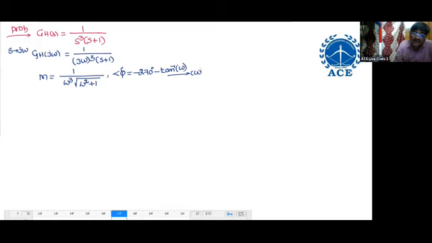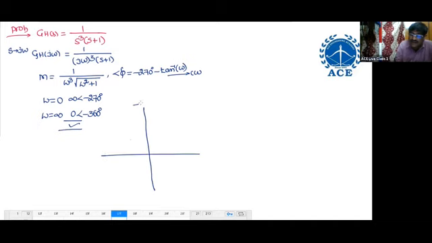Come on, draw the plot. Draw approximate. We don't want exact. Omega 0, infinity, minus 270. Omega infinity, 0, minus 360. Satisfied? Start at minus 270, end at minus 360. Give the direction.